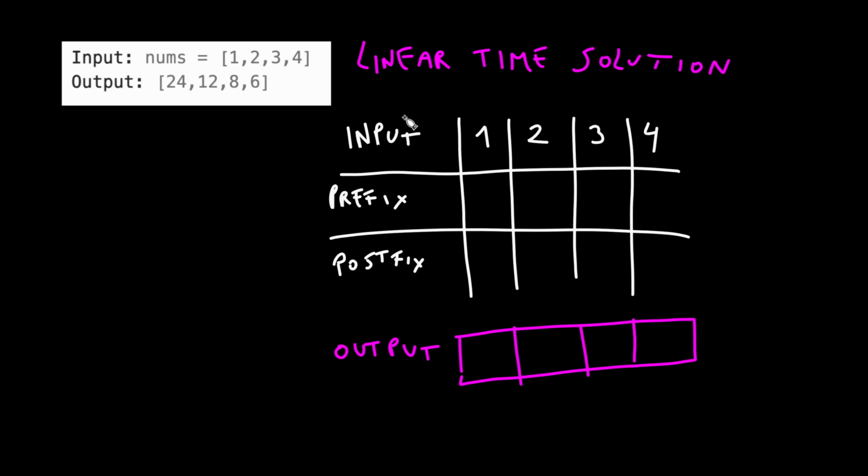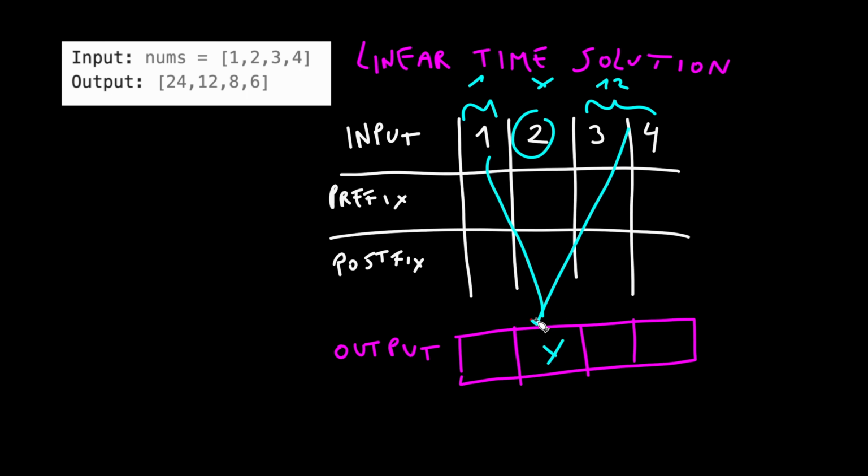Okay, let's look at this possible linear time solution. We know that for each position, we want to have a prefix and a postfix. So let's take 2 as an example. We know that the output product here is going to be the product of the values that come before times the product of the values that come after. So in this case, it's going to be 12 times 1. We're going to then multiply these two together and put the result in the output array.